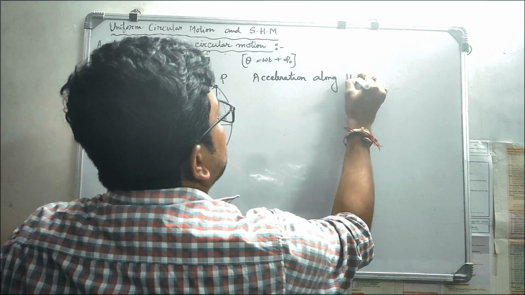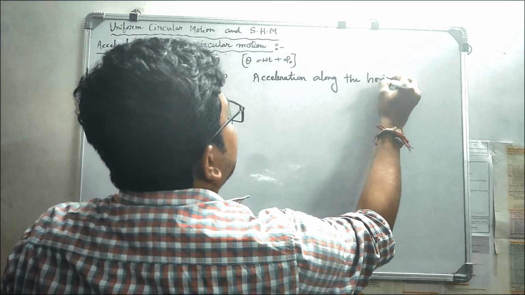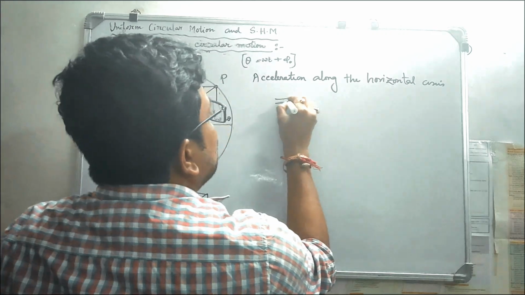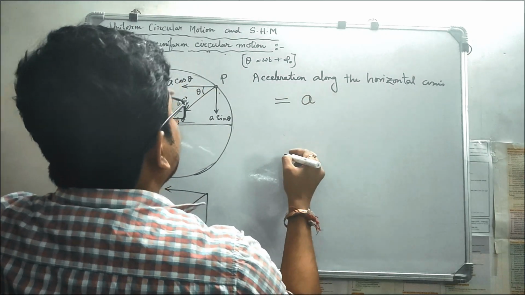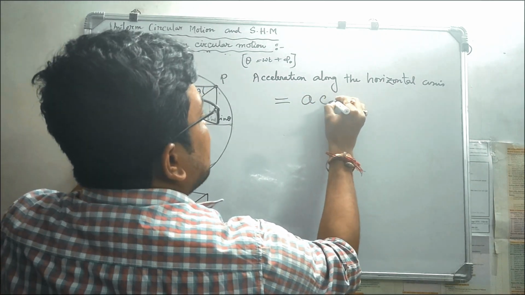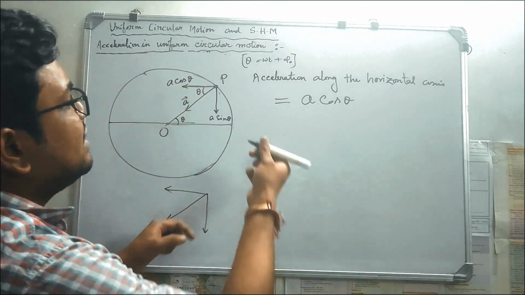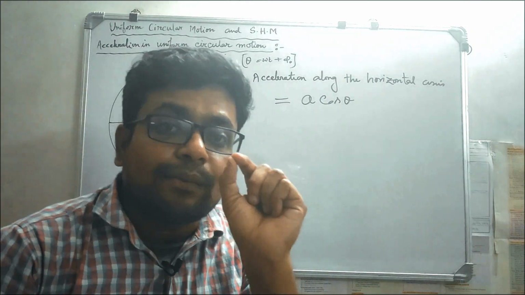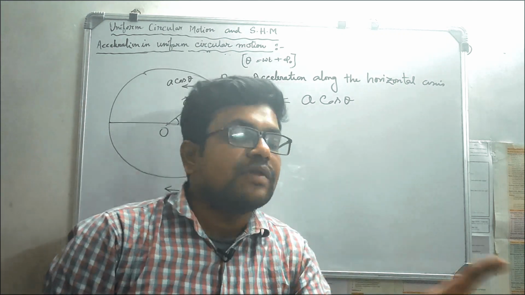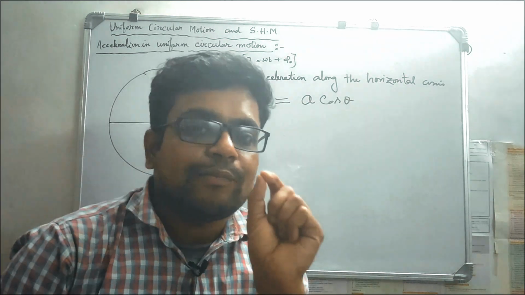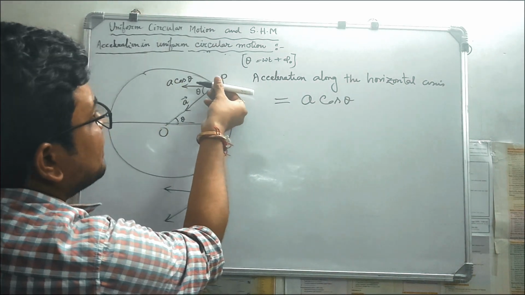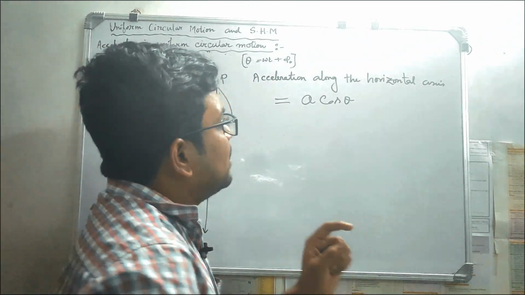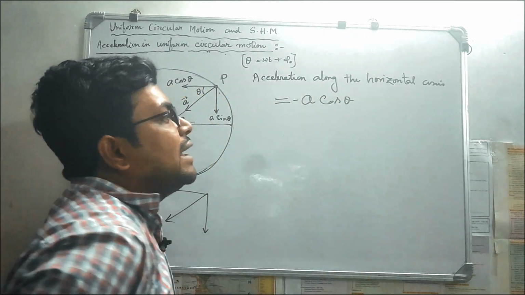So the acceleration along the horizontal axis is equal to, what can I write? A cos theta, and you can see here, as it is acting on the left hand side, anything showing on the left hand side is taken as negative. Anything showing on the right hand side is taken as positive. So as acceleration A cos theta is oriented to the left, there will be a minus sign, so this will be minus A cos theta.